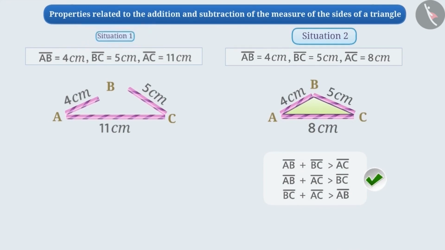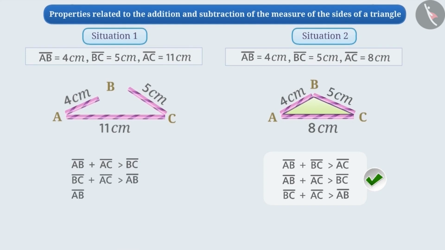But in the first situation, the sum of the measure of the two sides of a triangle is not greater than the length of the third side, such that when AB is equal to 4 cm, BC is equal to 5 cm and AC is equal to 11 cm, then the sum of AB plus AC is greater than BC and the sum of BC plus AC is greater than AB. But the sum of AB plus BC is less than AC.